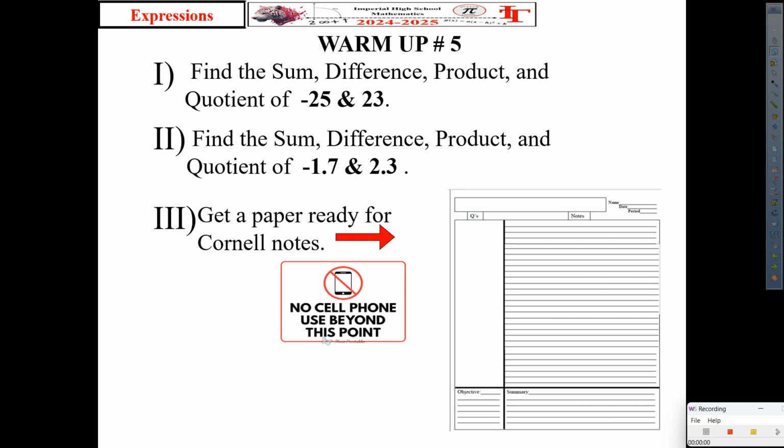A little bit better, yes? All right. For right now, focus on the warm-up. Once you're done, set up a Cornell note like the one on the screen, and we'll get started from there. All right? Let me take attendance.